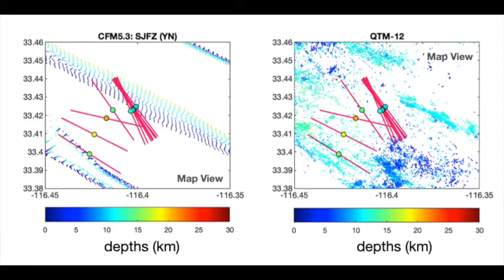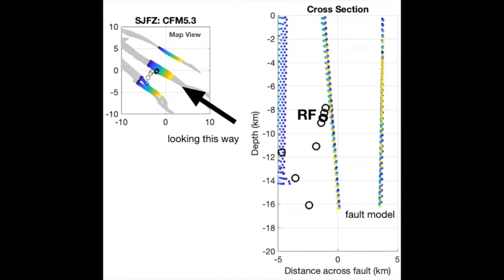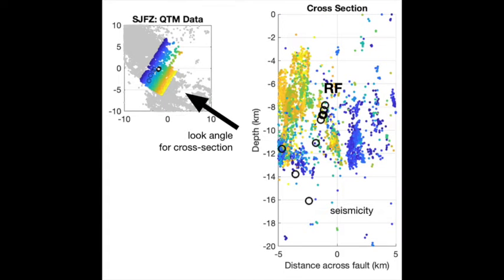We can see that some of the RF strikes parallel the faults, but above the central strand, the RF strikes are slightly rotated. This is a cross-fault depth profile of the CFM 5.3 fault model and the RF converter depths. You can see the RF converters seem to outline a steeply dipping feature. This is a similar plot, but instead of plotting the CFM, here, seismicity is plotted along with the RF converter depths. We find that the seismicity also suggests similar southwest steeply dipping parallel features.